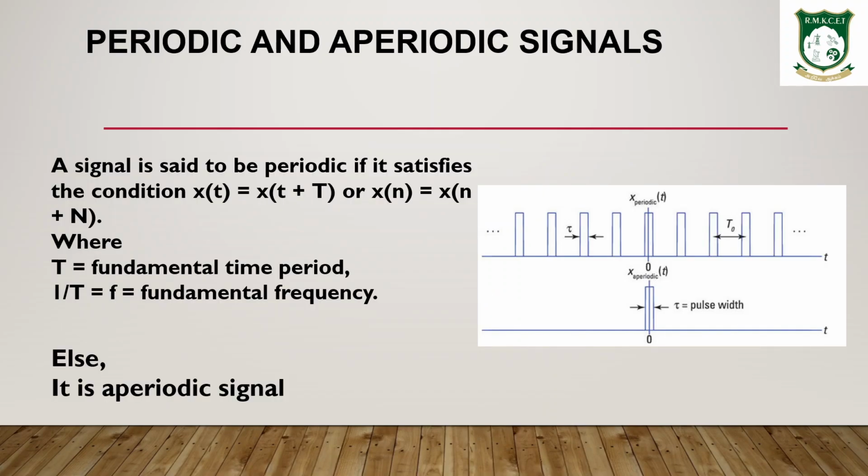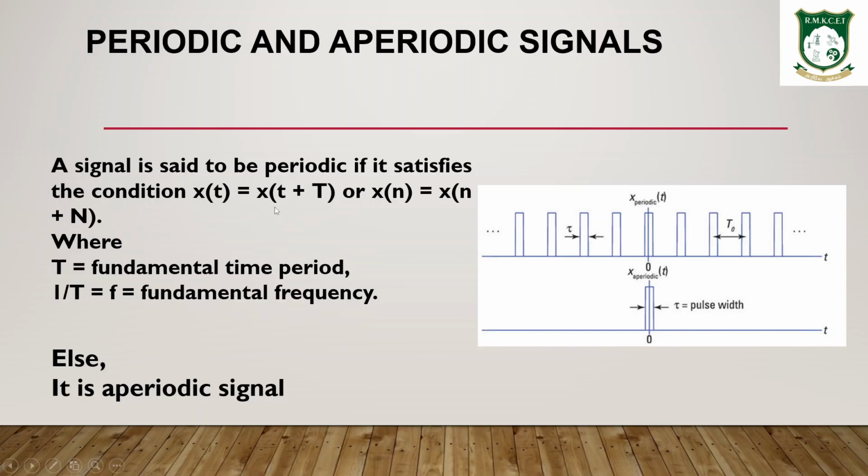Next, under CT, we are going to see periodic and aperiodic signals. What is meant by a periodic signal? A periodic signal means that if a signal repeats its pattern after a particular time, that time is said to be the fundamental time period. If it repeats its pattern, its shape, then that signal is said to be a periodic signal.